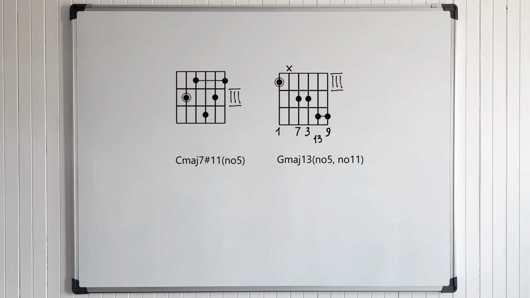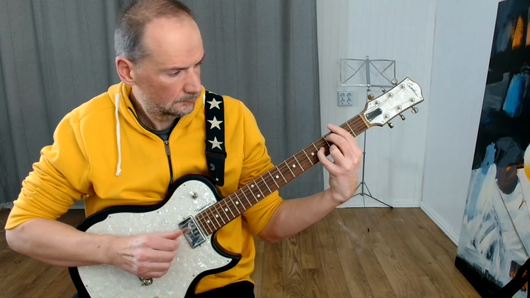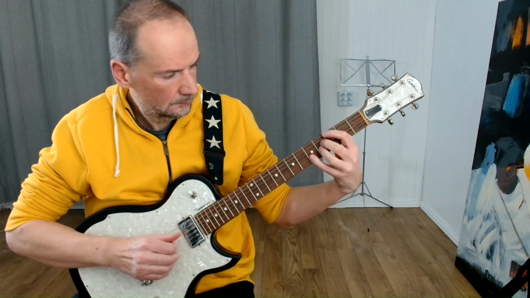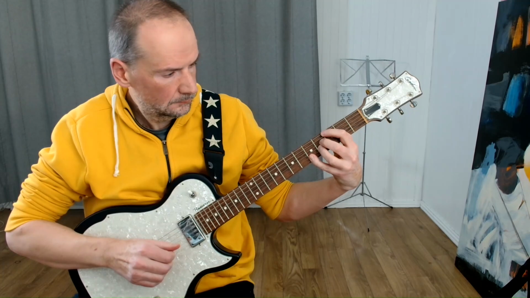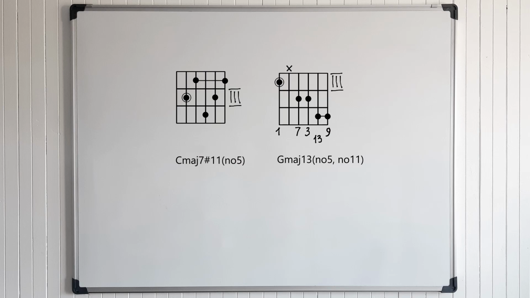The next example is a straightforward subdominant to tonic resolution in G major key. For soloing we can use G major scale on both chords or Lydian on C and Ionian on G.